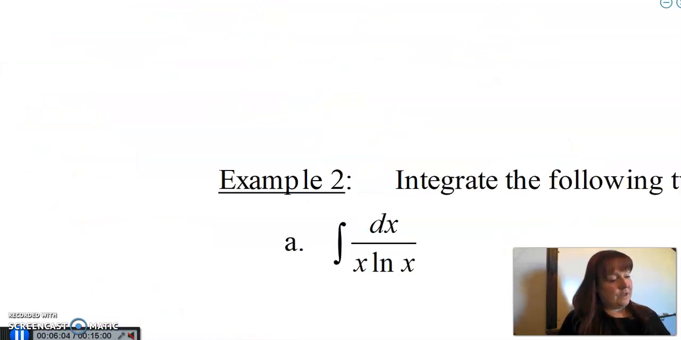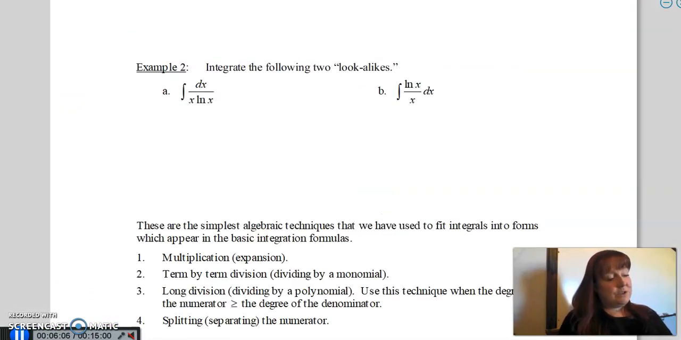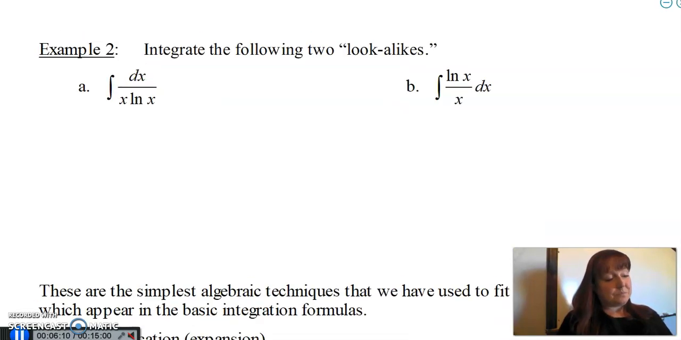Okay. Next, these two are lookalikes as well, so we're going to integrate these. Anytime I see an ln in an integral, I just assume that it's going to be my u. Because I don't know how to integrate ln. And so I've got to get that ln out of my integral so that I can now integrate what I've got left. So again, anytime I see ln in my integral, I'm going to try to do a U-substitution.